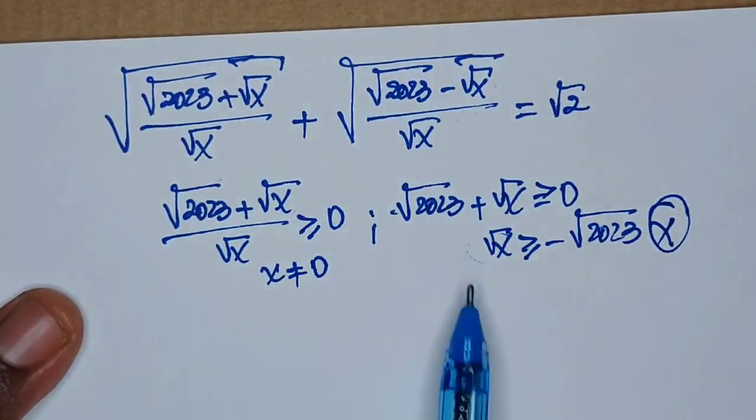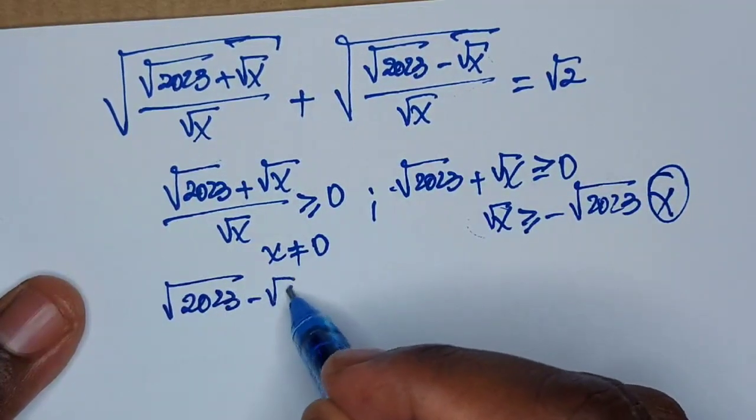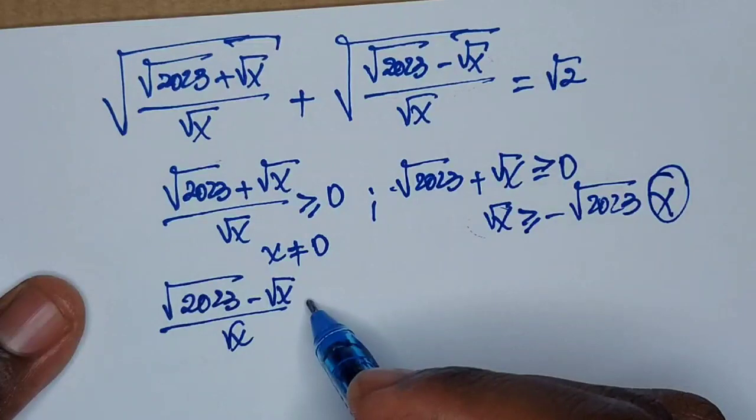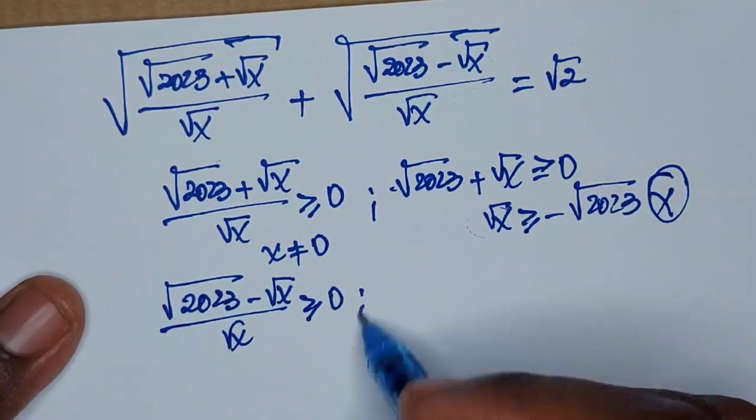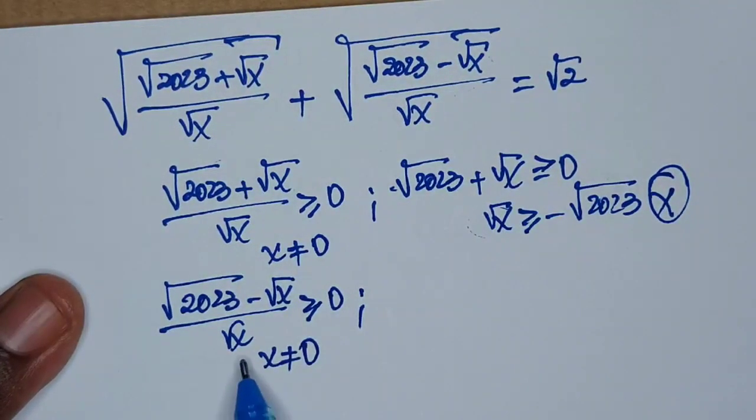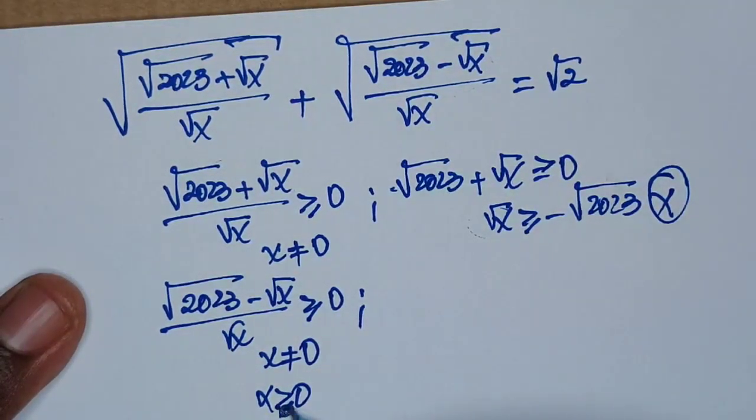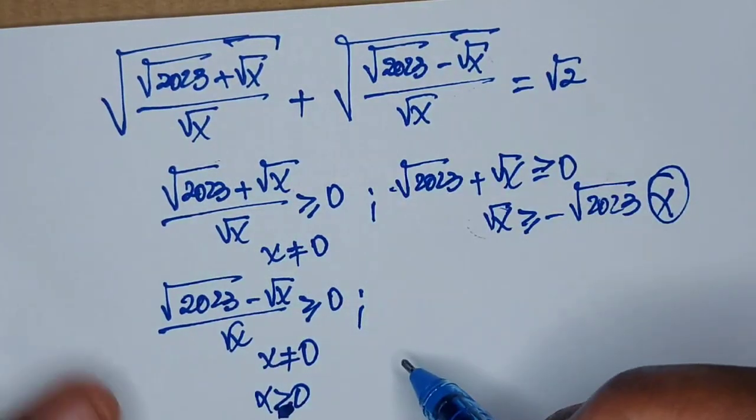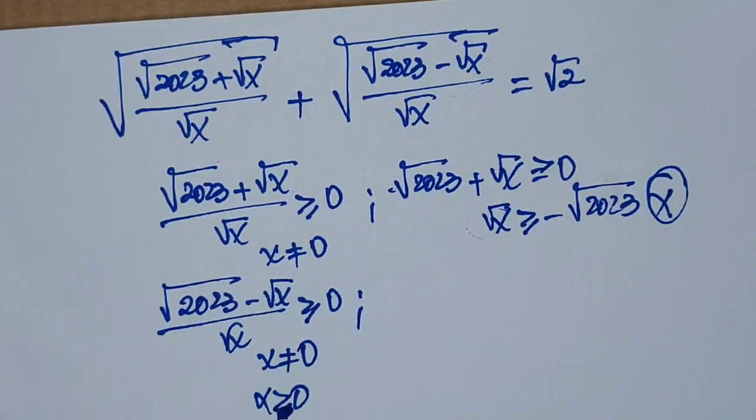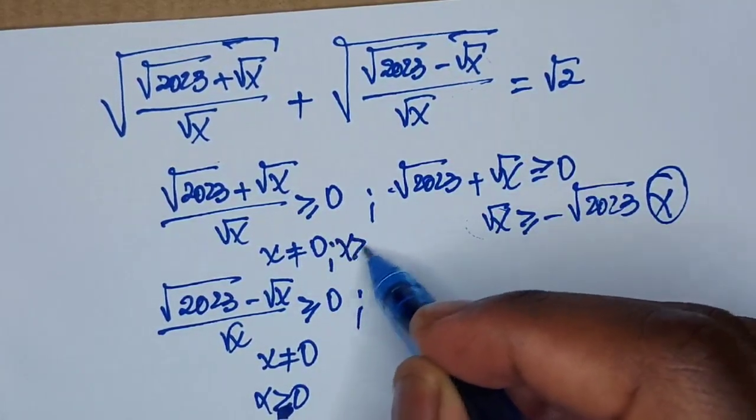The second part is this one, so we will have square root of 23 minus square root of x over square root of x. This has to be greater than or equal to 0. And from here we have the same: x in the denominator has to be different from 0, right? And x as well has to be greater than 0. It's not hard. If it becomes 0, it's going to be impossible to divide by 0, right? So the same would be here, x greater than 0.